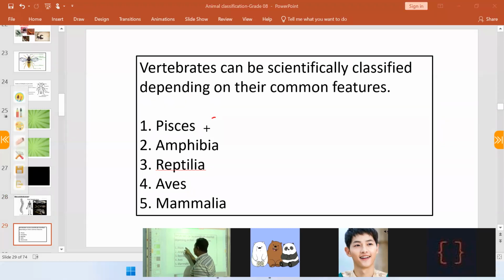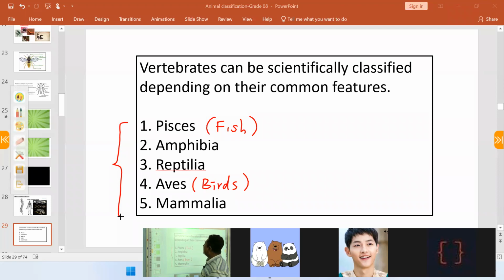fish or pisces. Amphibia, ubhayajeevi. Reptilia or reptiles, urago. Aves means birds. And mammalia means kshiraposhi. They all have a vertebral column. They are vertebrates. They are classified into 5 groups. Okay, so can you write this? Write this, please.